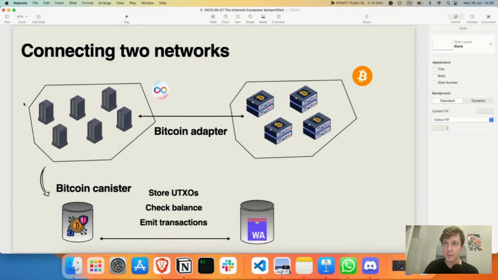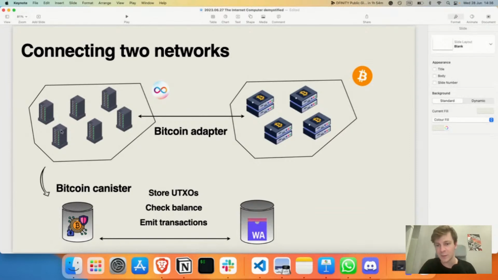Well, there is a specific subnet on the IC, which is the Bitcoin subnet. And we have something called the Bitcoin adapter, which is run by all the nodes within the Bitcoin subnet. The Bitcoin adapter essentially connects each node of this subnet to randomly selected Bitcoin nodes, around 5 of them. That way, we can send information from the IC to the Bitcoin network, and we can query information from the Bitcoin network to the IC.